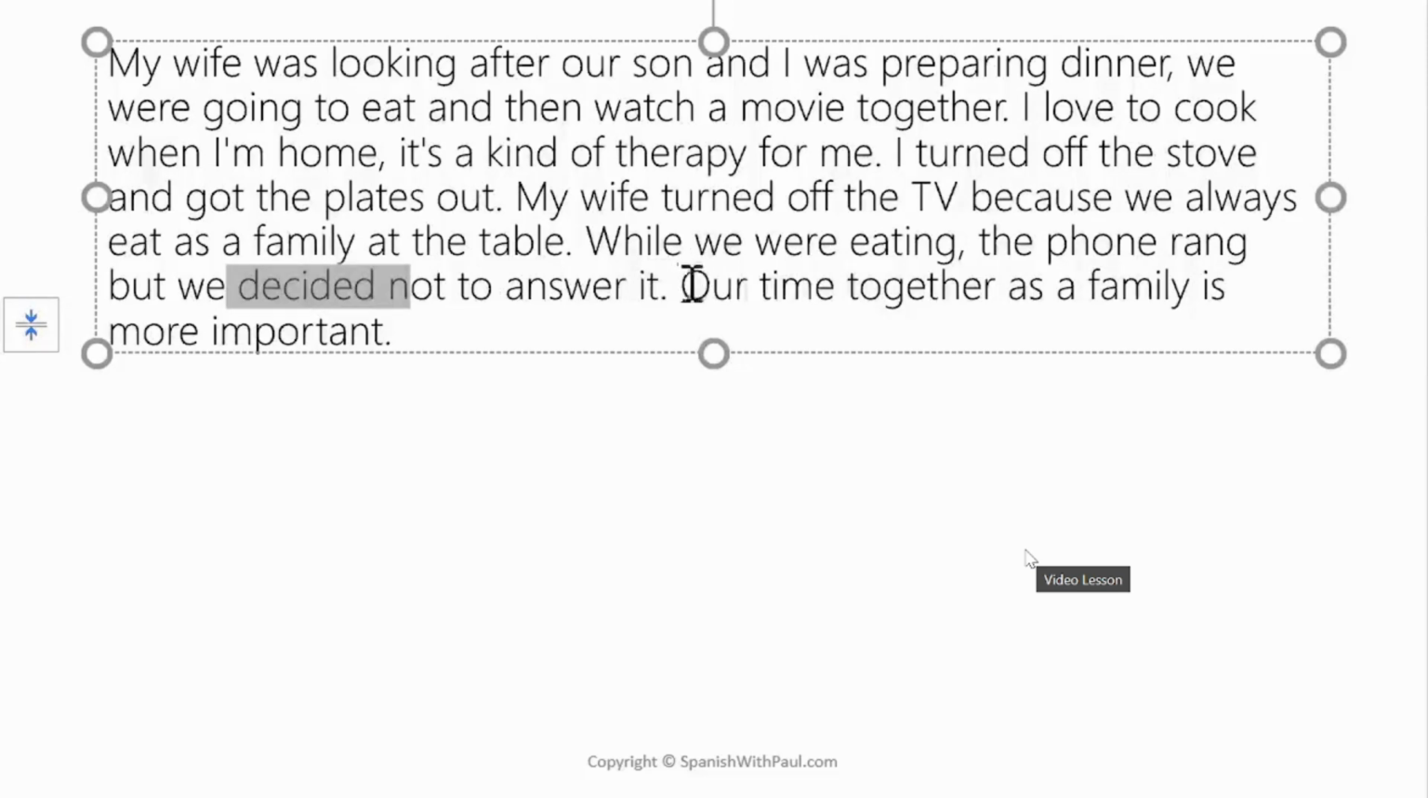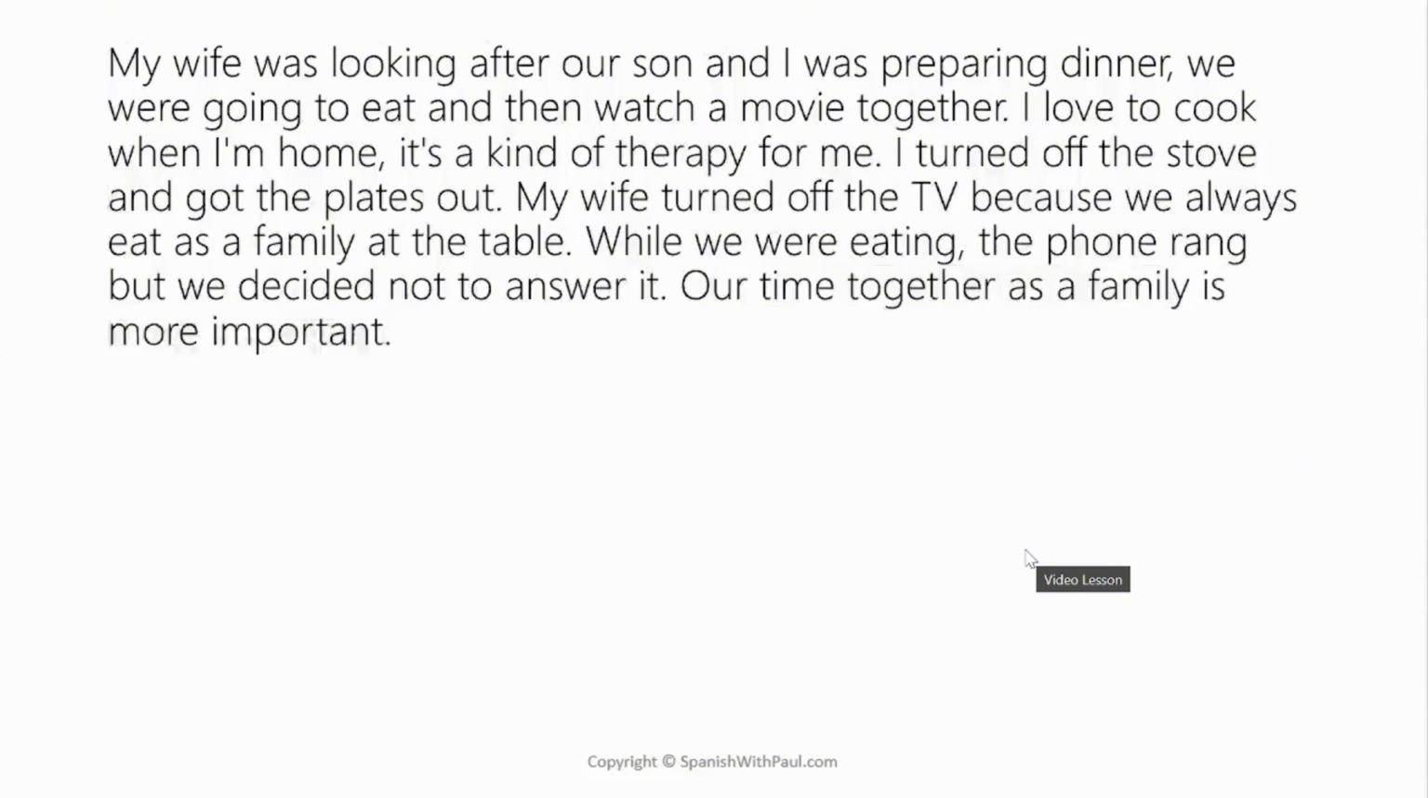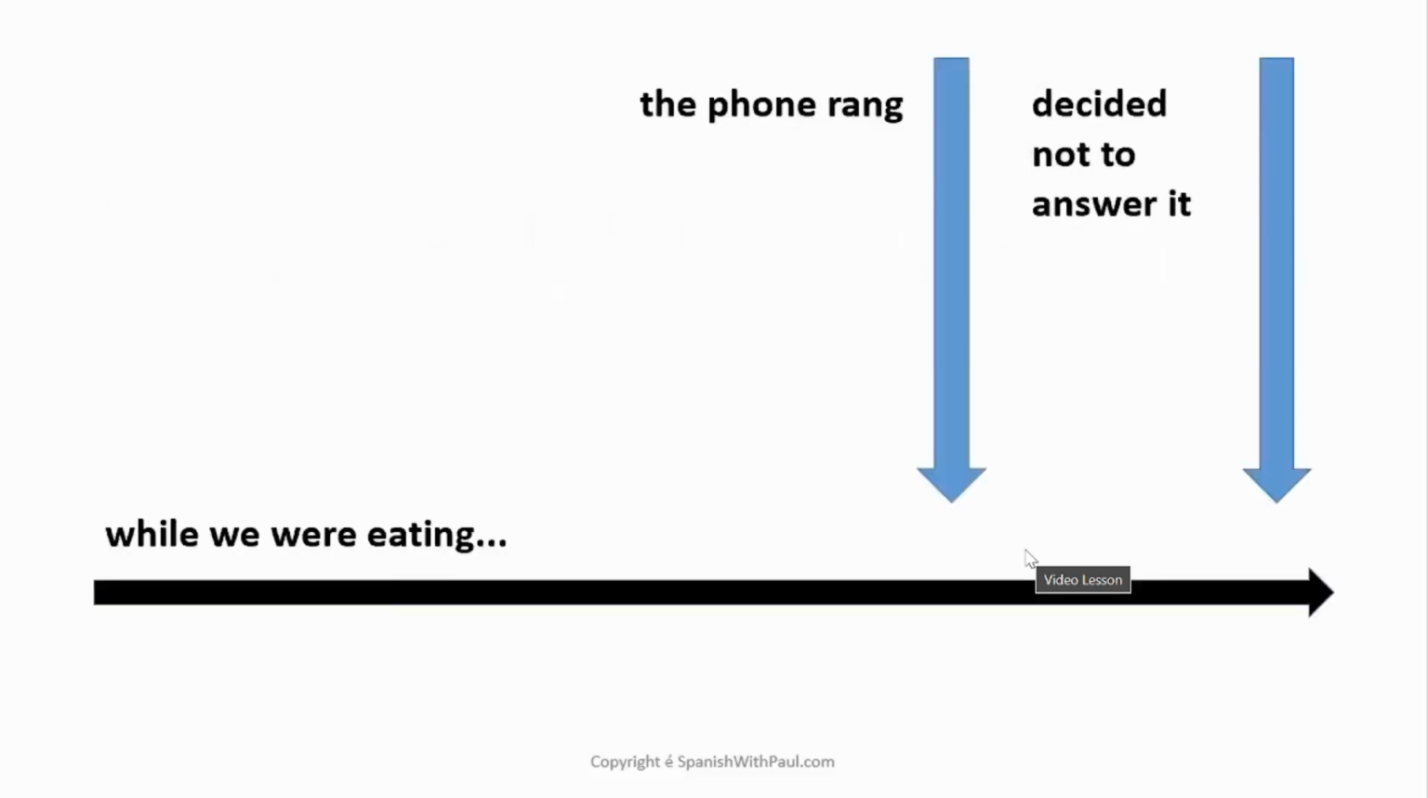It goes back then into our time together as a family is more important. So back into the present tense. You can see what I was talking about in the introduction, in that when we tell stories or speak in paragraphs in this way, we're going to be using a mixture of all of these different tenses together. In the last part, visually, you can see it like this. So while we were eating, this is what was going on. These two things happened. The phone rang, and then we decided not to answer it.